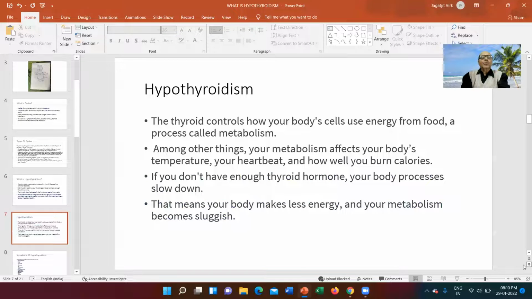The thyroid controls how your body's cells use energy from food, a process called metabolism. Among other things, your metabolism affects your body's temperature, your heartbeat, and how well you burn calories. If you don't have enough thyroid hormones, your body's processes slow down. That means your body makes less energy and your metabolism becomes sluggish.